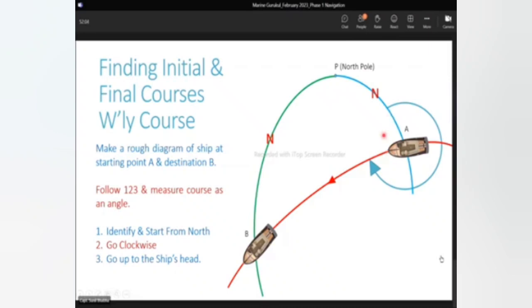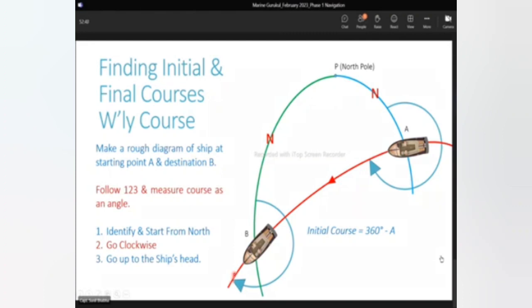The internal angle A is known to us. So our initial course in this case will be 360 minus angle A. You can see it here. The initial course in this case is going to be 360 minus A. Let's come to the destination position now. We have identified the northerly direction. Let's go clockwise from the northerly direction and go up to the ship's head. This light blue arc and arrow gives us the final course of the ship.